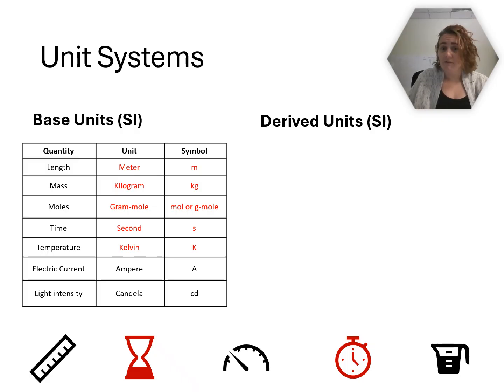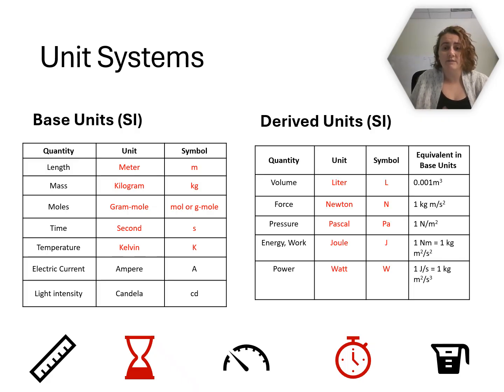You can also have derived units in the SI system, and some of the derived units that we're going to care about are things like volume, force, pressure, energy or work, and power. So units of liters are units of volume. We have Newton for force, Pascal for pressure, joules for energy and work, and watts for power. A lot of these we're going to see when we get into energy balances. Volume we're going to see quite often when we talk about mass balances.